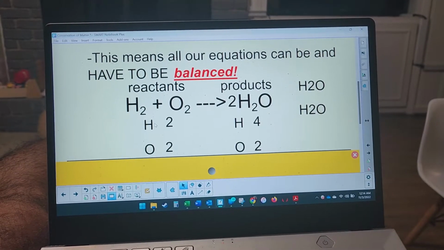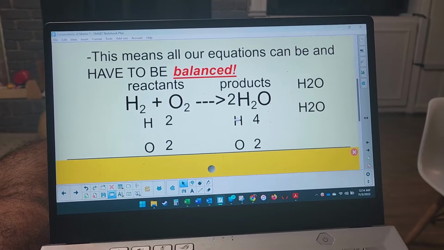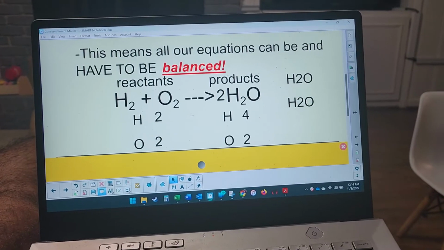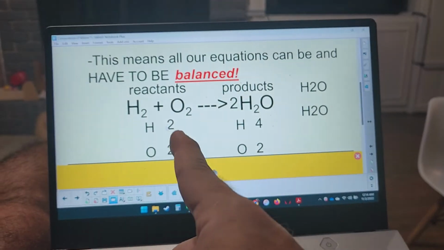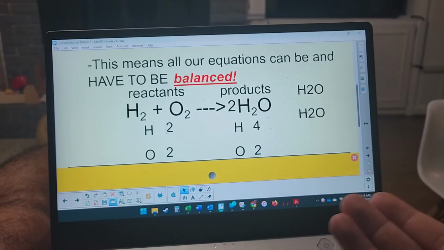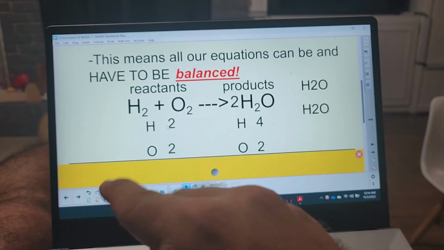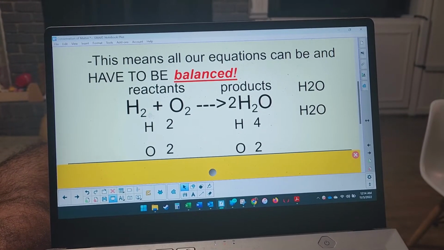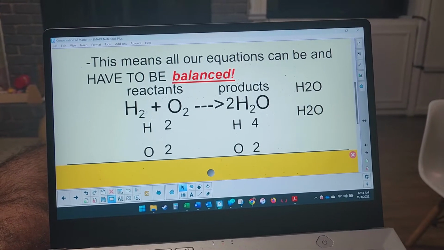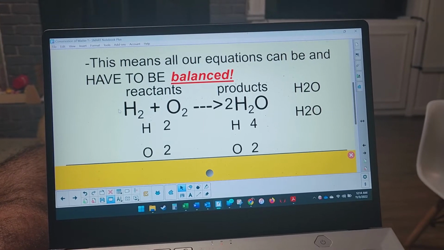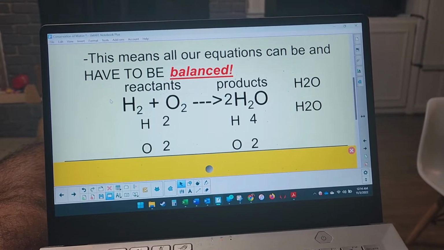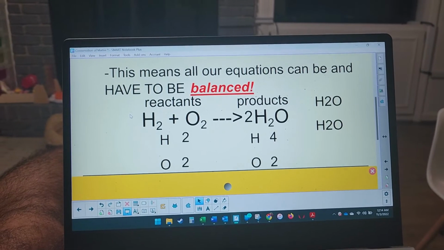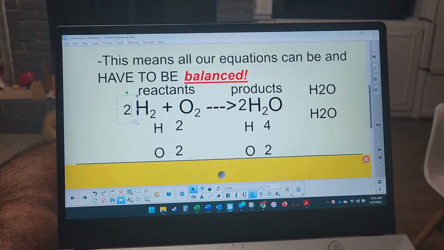So if I look, H's, I have 2 and I have 4. Are those balanced? No. So then I come over here to the left side. Bring the lower side up high. That's the key. Start from the top down, bring the low side up. So if I do that and I look over here, we'll see that I have 2 H's currently. I need to have 4. So what coefficient can I give H2? I can give it a 2.